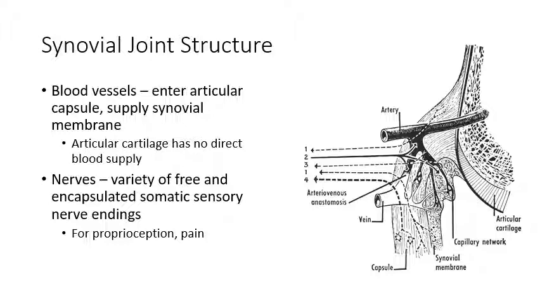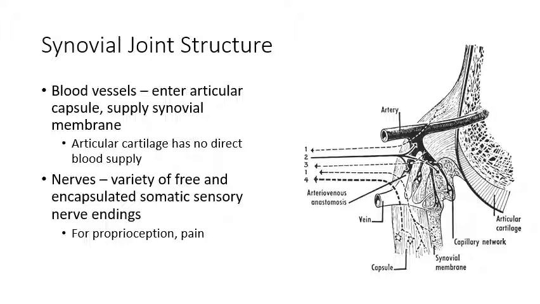That's a big part of the reason why joints are slow to heal. There's a very limited supply of nutrients, no blood, and limited nutrients for the articular cartilage. So once you've damaged it, it takes a long time to fix it. You also have nerves that enter the articular capsule for sensory perception, specifically for proprioception, or your sense of where your body is in space, also for pain.